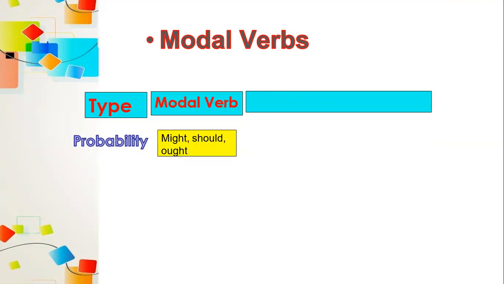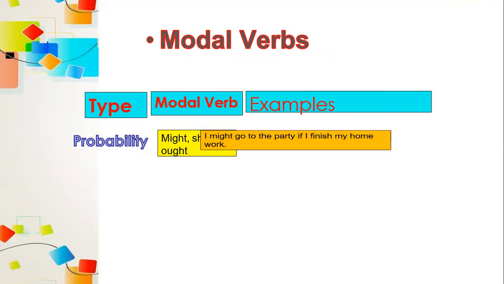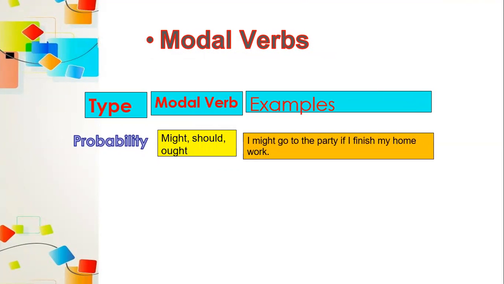Modal verbs of probability are might, should, and ought. Now we will use these modal verbs in sentences. I might go to the party if I finish my homework. Going to the party depends upon the speaker finishing work. If the speaker is able to finish his or her work, then he or she will leave for the party, otherwise no. So probability is expressed here.